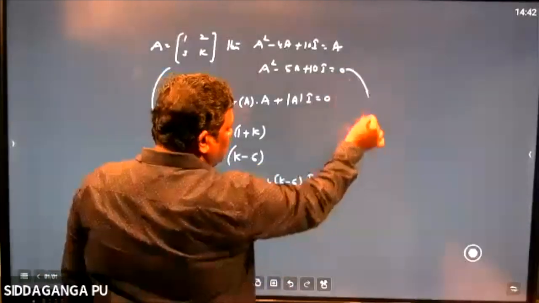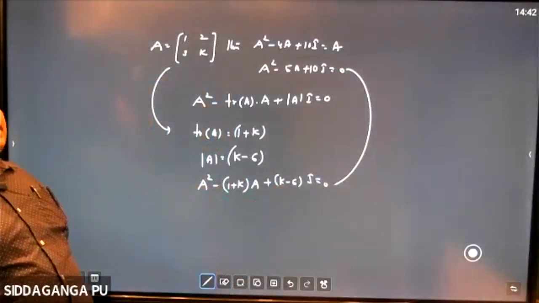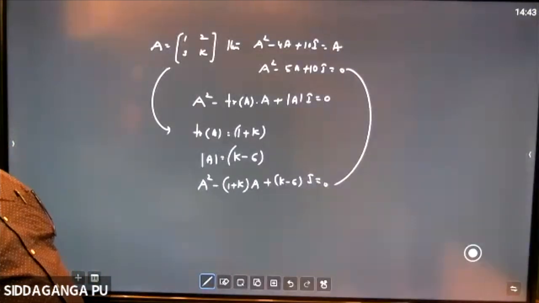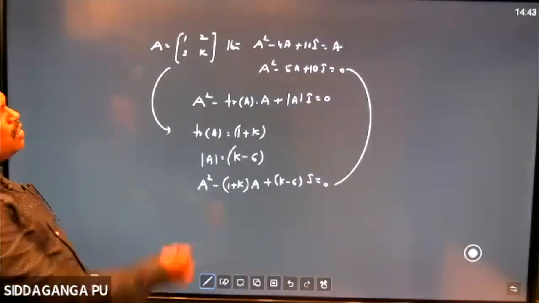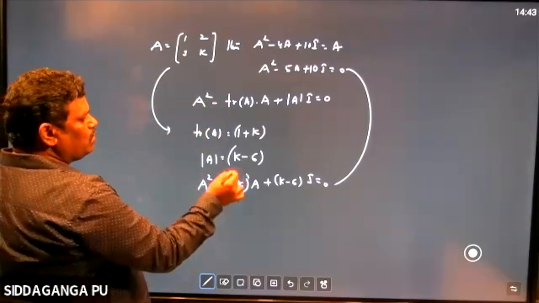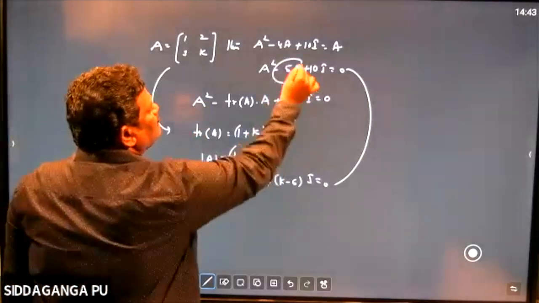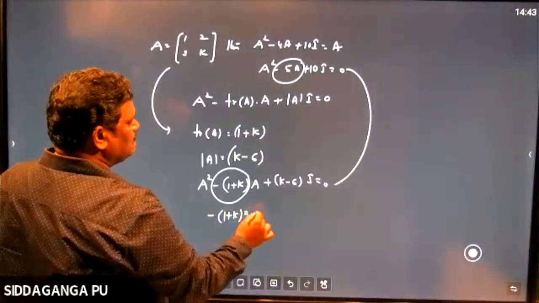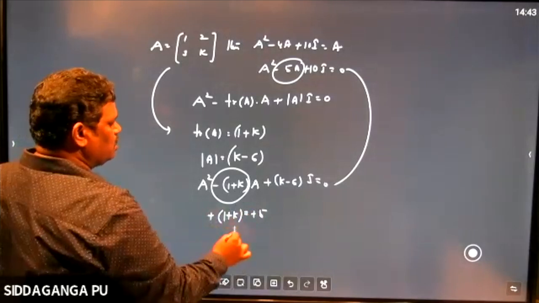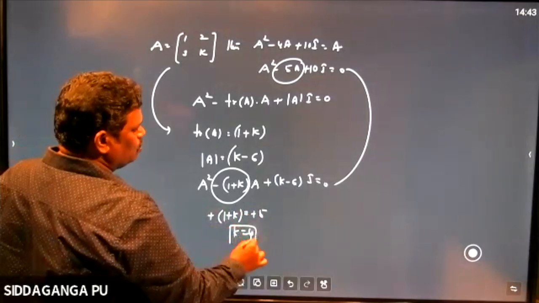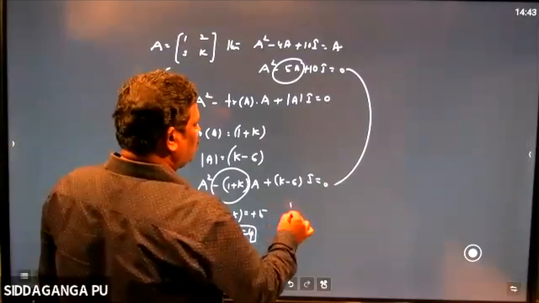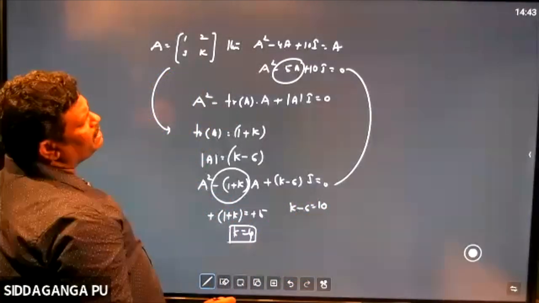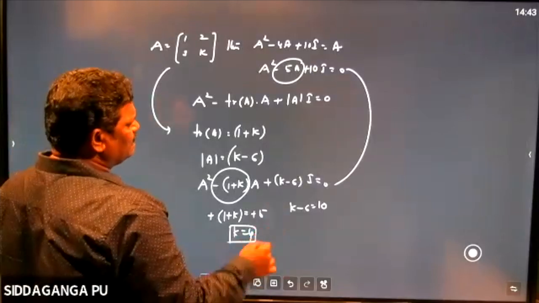Now we compare these two equations: A square minus 5A plus 10I is equal to 0, and A square minus (1 plus k) into A plus (k minus 6) into I equal to 0. Comparing the A coefficients, minus (1 plus k) is equal to minus 5. Both negatives cancel, so k is equal to 4. Or k minus 6 is equal to 10, then also we can consider that value.